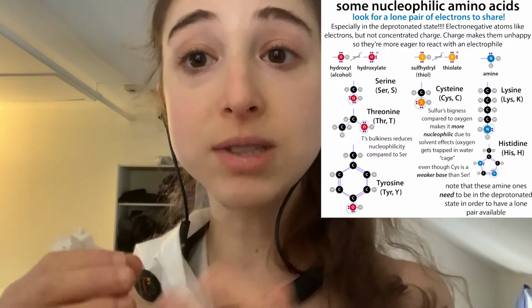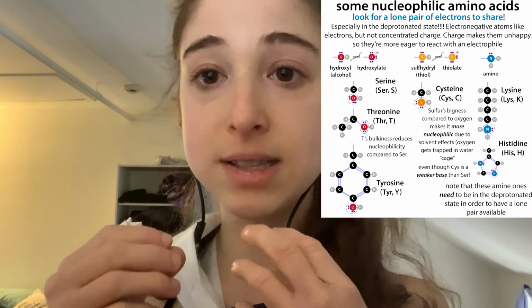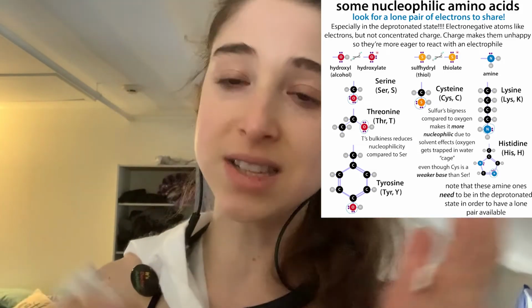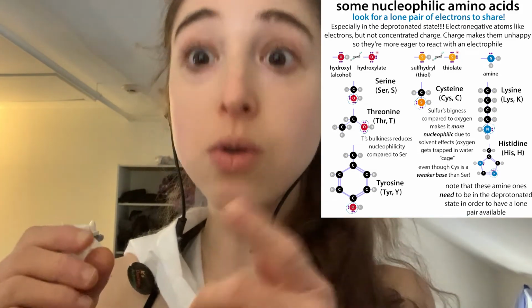I'll show you some examples and how this comes into play in biochemistry, especially protein biochemistry, and how different side chains of amino acids, the protein letters, some of them can act as strong nucleophiles and some of them can act as bases but not nucleophiles. It's this whole thing. So let's go and take a look.